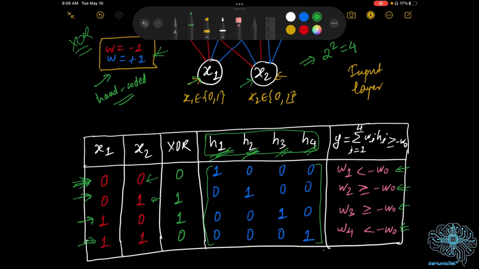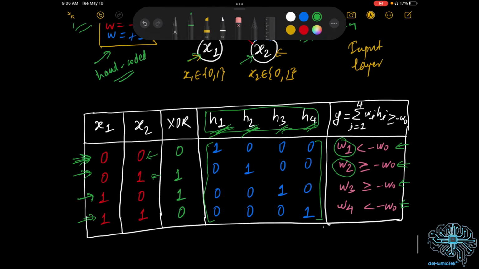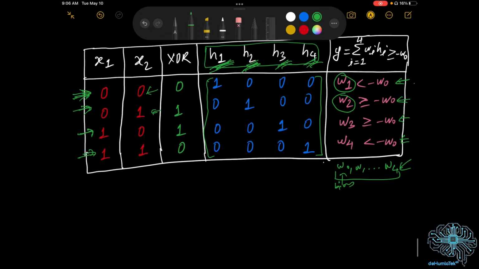These are the weights which we have to learn in order to get the XOR function: W0, W1 to W4. Since there are 4 neurons, there are 5 weights, because one is coming from the bias. So there are only 4 inequalities, but there are 5 unknown variables. So let's get one more condition.